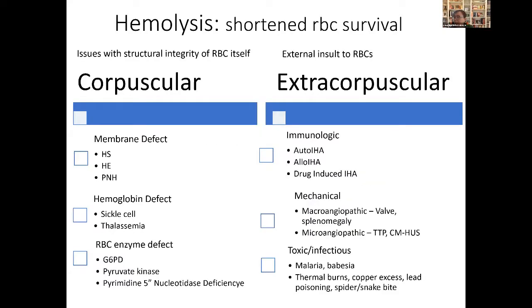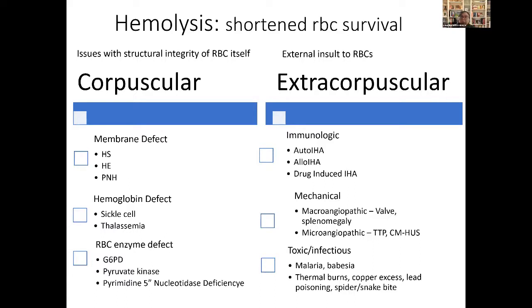So by definition, hemolysis refers to shortened red cell survival. And there are a couple of different ways of classifying hemolysis. The simplest way of classifying hemolysis is whether it has something to do with the red cell or it has nothing to do with the red cell itself. So among the problems that we have with the red cells, we have the problem with the red cell membrane, and that category includes hereditary spherocytosis, which is the most common membrane defect, hereditary elliptocytosis, and paroxysmal nocturnal hemoglobinuria.